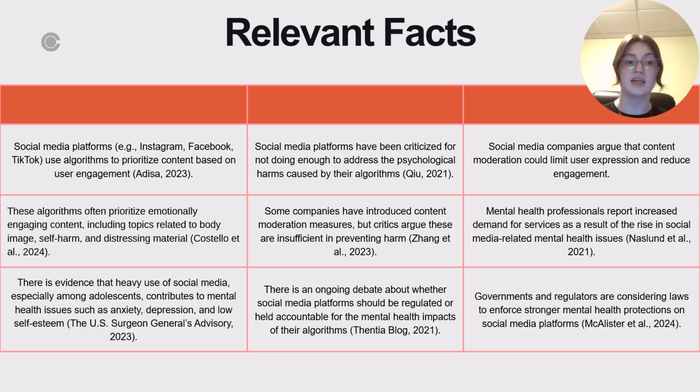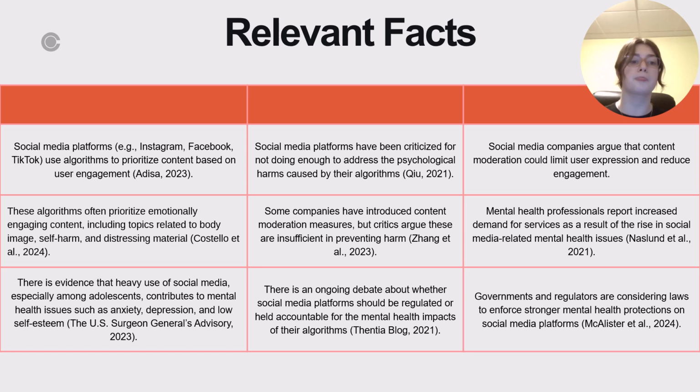So I've identified 9 relevant facts that are backed up by research, and the research journals back them up with evidence. The first being social media platforms, for example Instagram, Facebook, and TikTok, use algorithms to prioritize content based on user engagement. Again, an example being TikTok, they have For You pages, so all your content is based on content you've viewed before, how long you've been on different content. So again, the algorithm is based off of a system not exactly regulated fully by other people, which can cause issues.